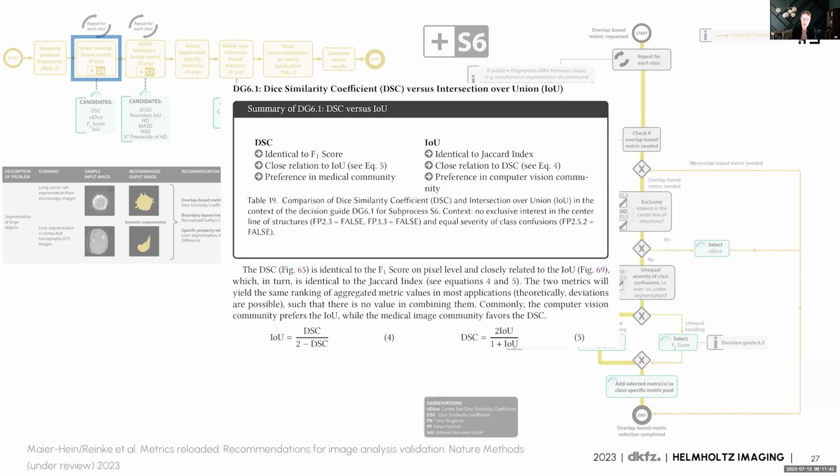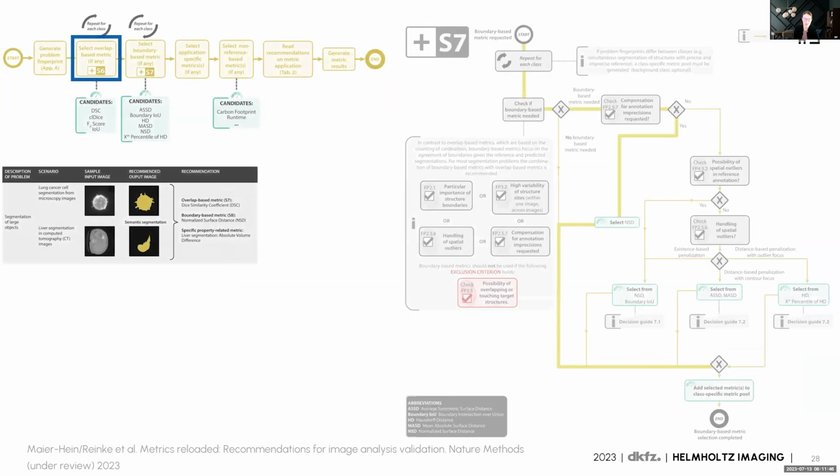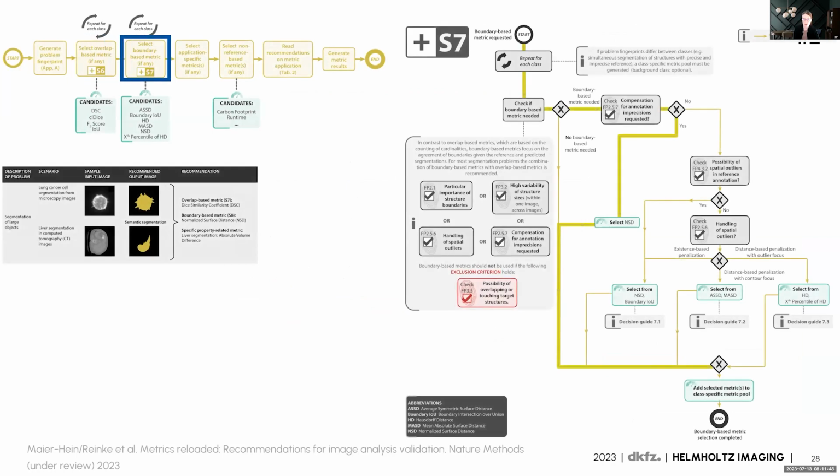Then we continue back to the primary path, and we select a boundary-based metric, so a metric that really has a look at the contour accuracy of our algorithms. Here you have a different decision tree, and again, I marked our path in bold. Similarly to before, we check if we need such a metric. Here we have different inclusion criteria. For example, if we're interested in the boundaries, then we should definitely use a boundary metric. So we need such a metric.